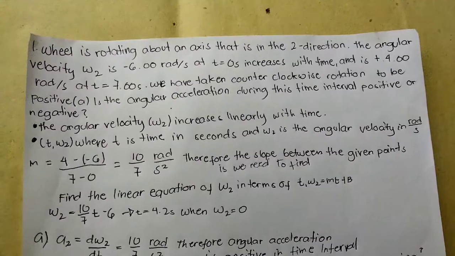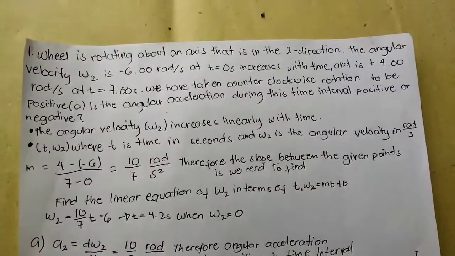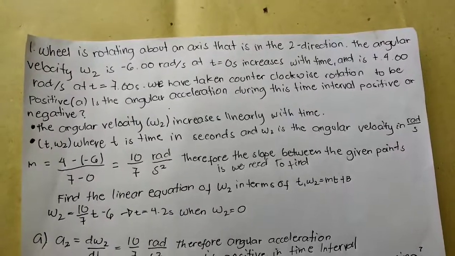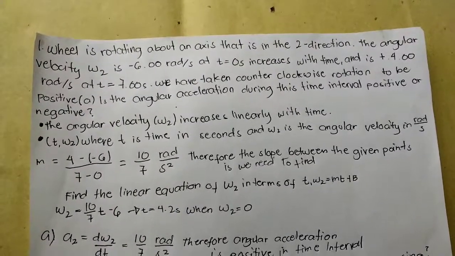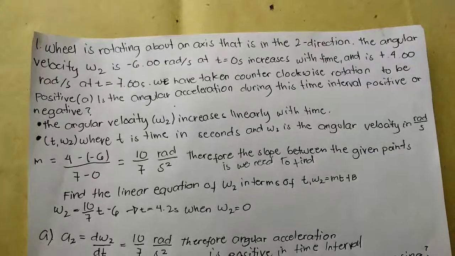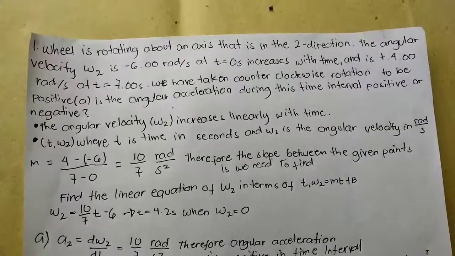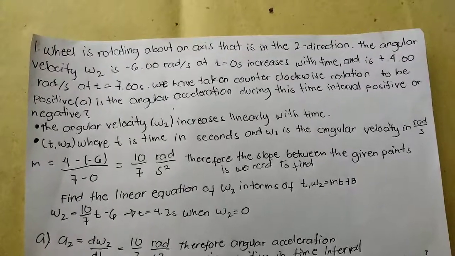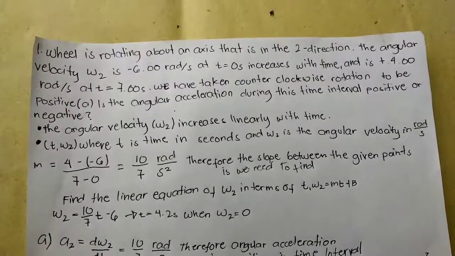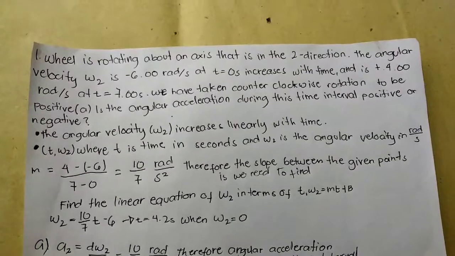I already wrote my answers to problems 1 to 3 to make them easy to understand, and for now, I will explain how I got them. Problem 1. A wheel is rotating about an axis that is in the z direction. The angular velocity ω_z is negative 6 radians per second at time equals 0 seconds, increases with time, and is positive 4 radians per second at time equals 7 seconds.